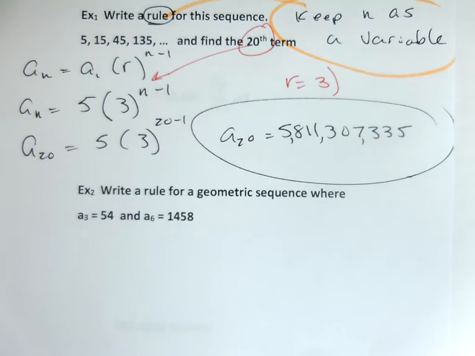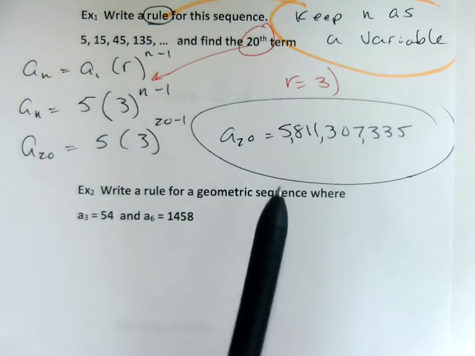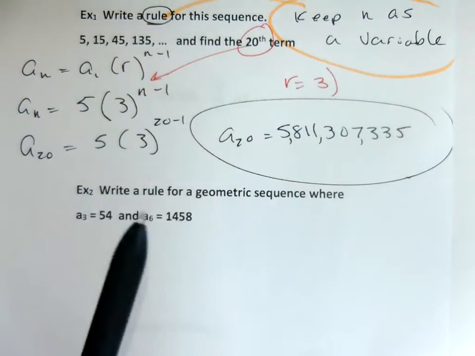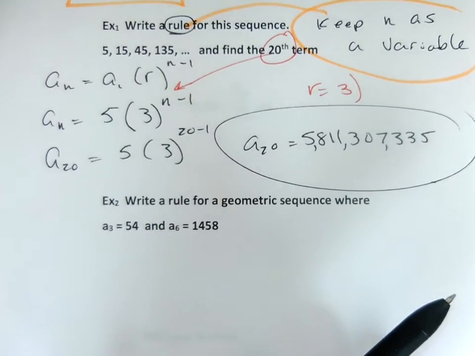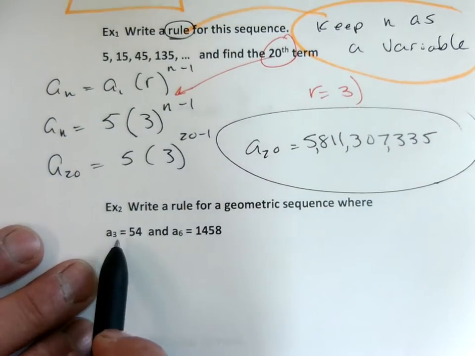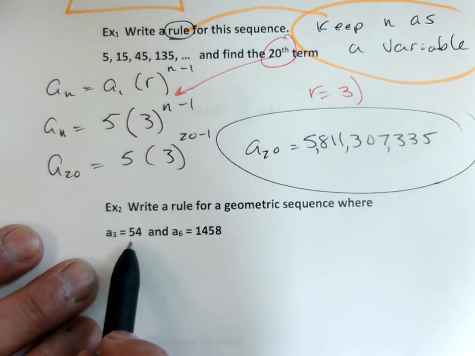Much easier than making the whole thing is to use that formula. I mean, man, if I had to make the 20th term, it'd be a lot of work, okay? Okay, example 2. Write a rule for the geometric sequence where A1 is 54 and A6.